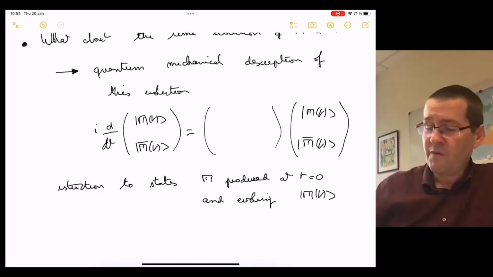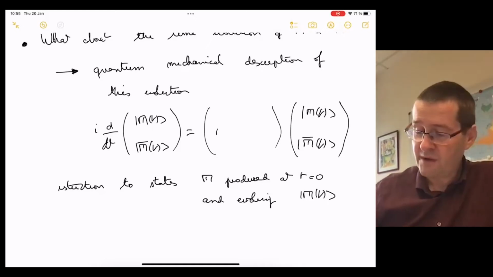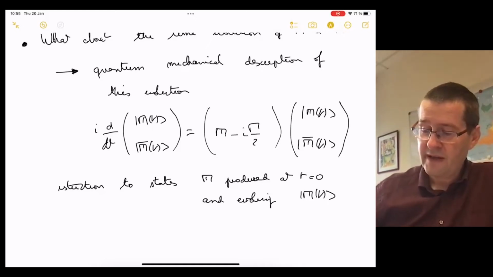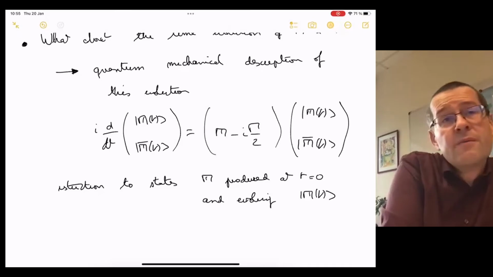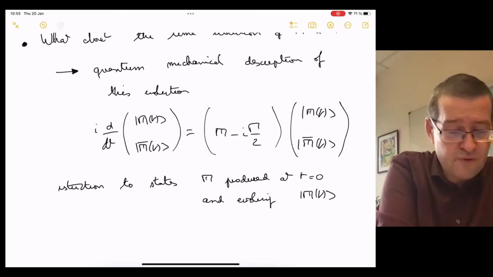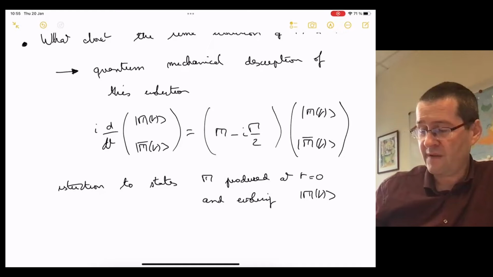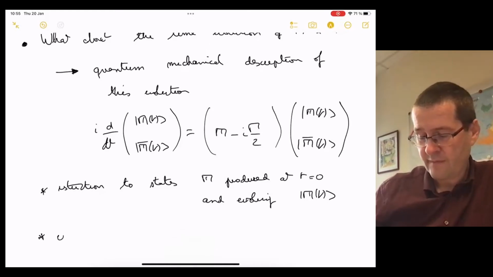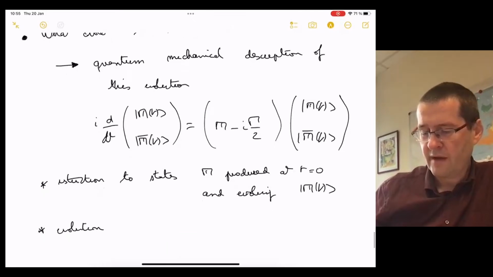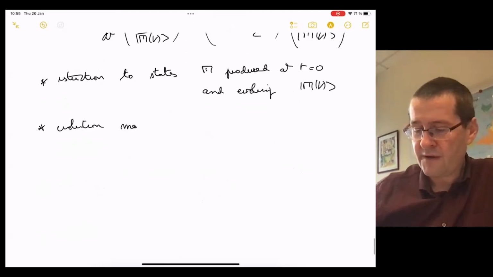And I have something here in the middle. And then what I will say is just that I can write it as a 2x2 matrix. So up to now, no surprise. But the point is that actually this evolution matrix is not Hermitian.